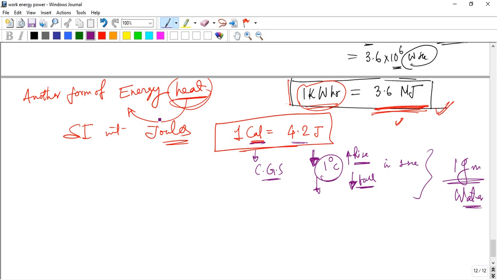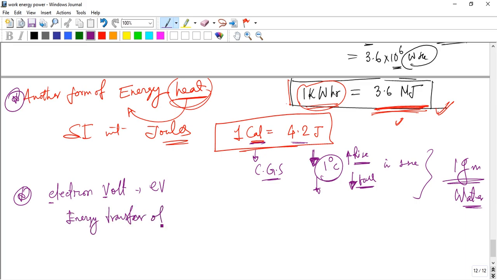Now another form of energy is called the electron volt, eV for short. What is an electron volt? It is the energy transferred by one atomic particle. That is 1 eV.